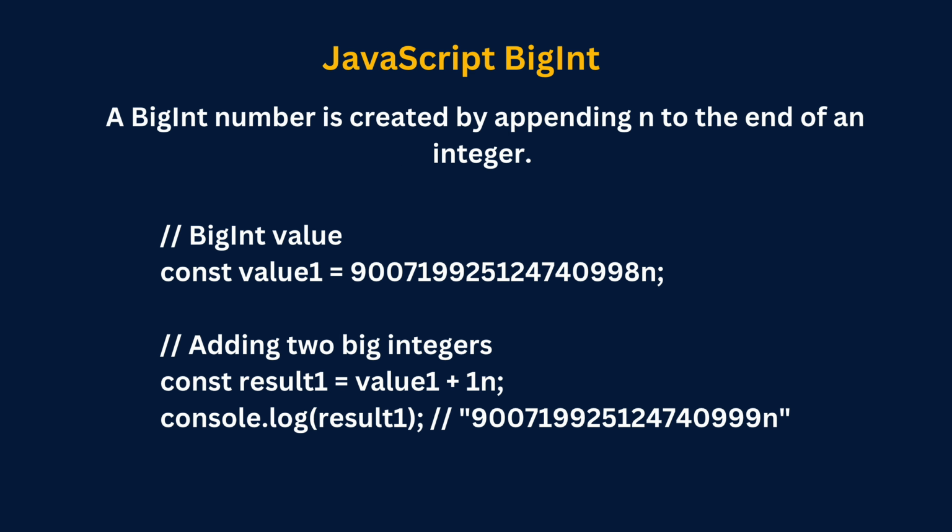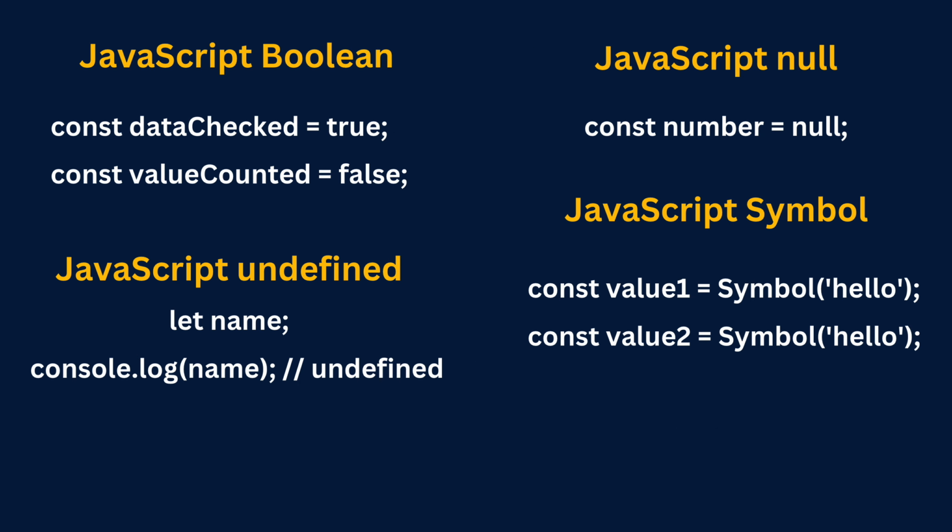Now BigInt. There is also BigInt. A BigInt number is created by appending n to the end of an integer. So suppose you are creating a very large number, just put n, then this is a big integer, right? And you can add one big integer with another big integer. This is Boolean, if you are declaring any variable, the value is true or false, like this.